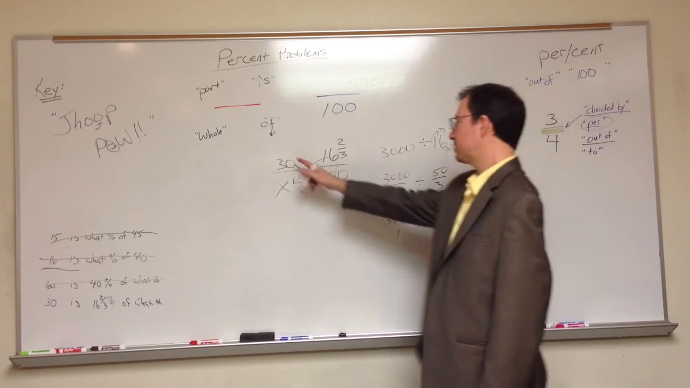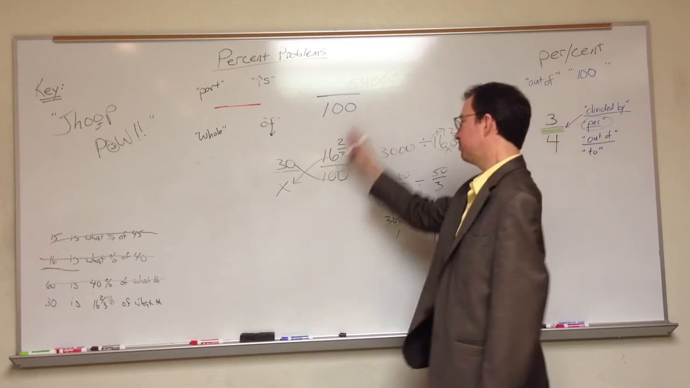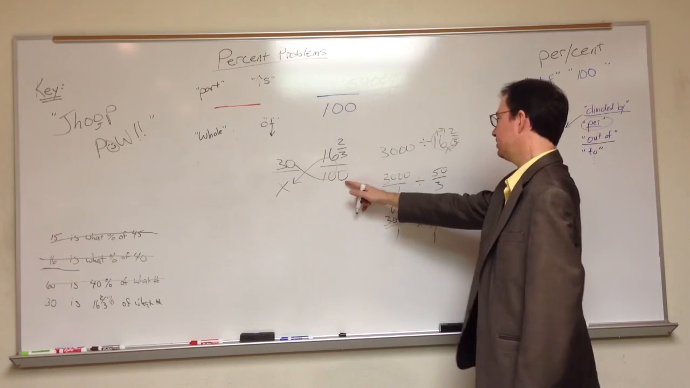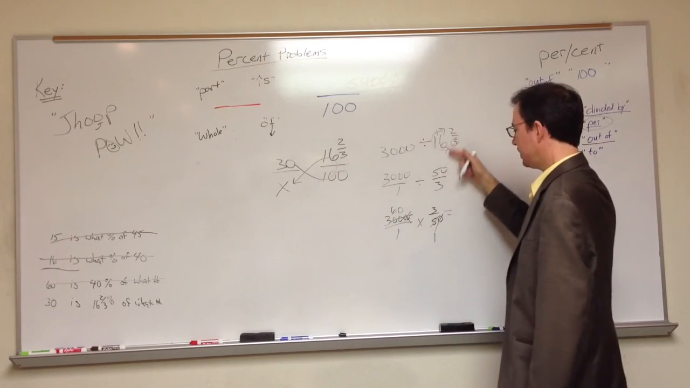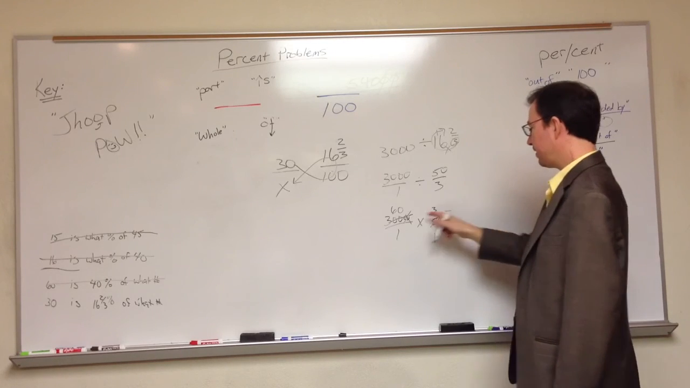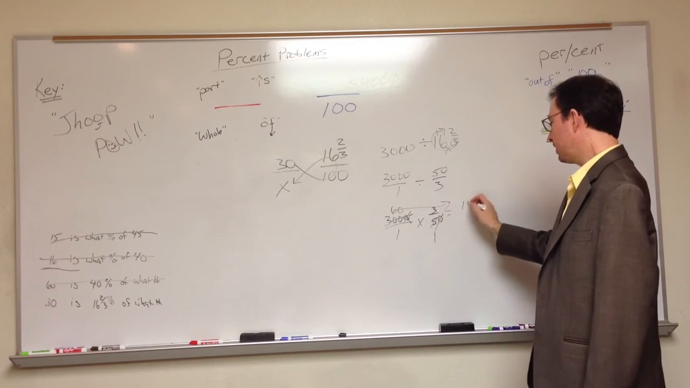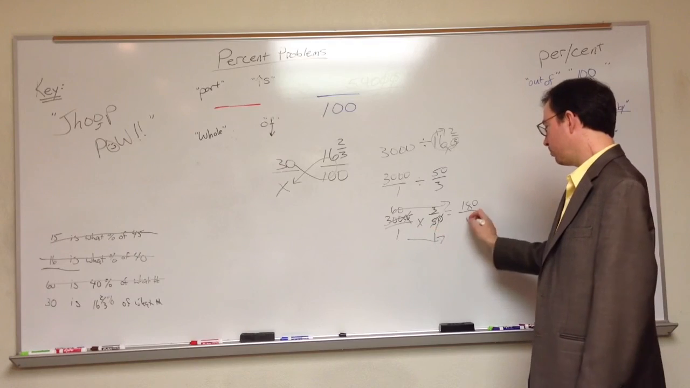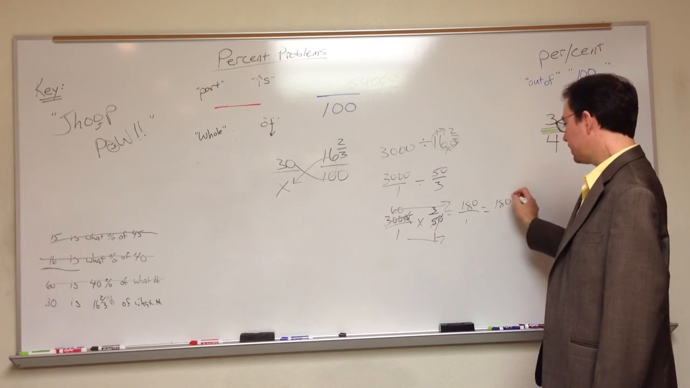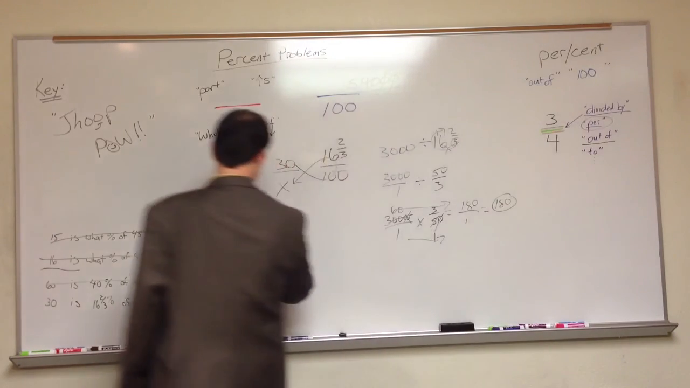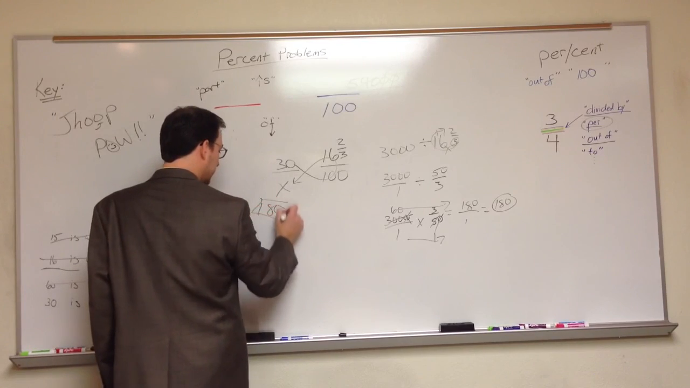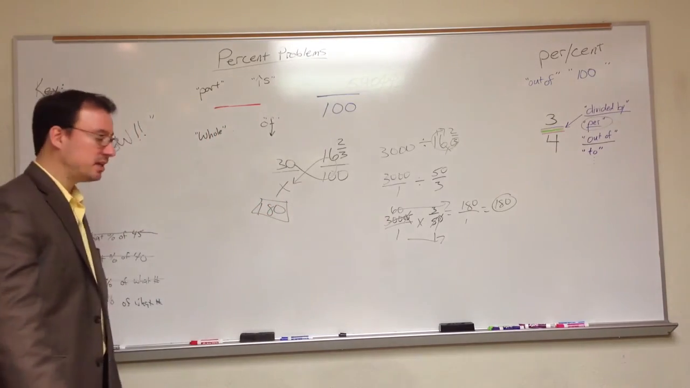But we're not done. Our first step here with the zoop, pow, 3,000 divided by this, which we did here. So now we have to multiply across. 180. 180 divided by 1 is 180. So 180. Not so bad as you might have thought in the beginning.